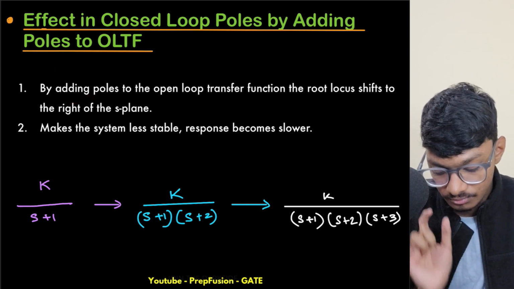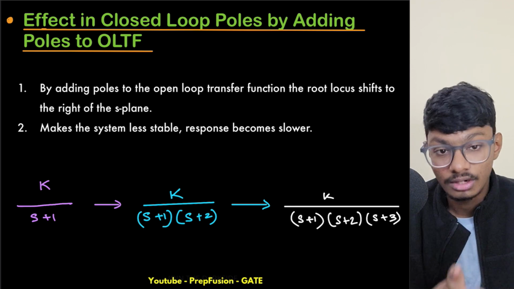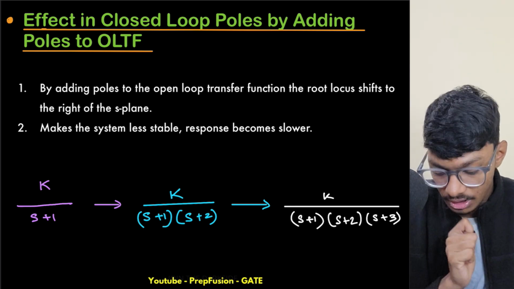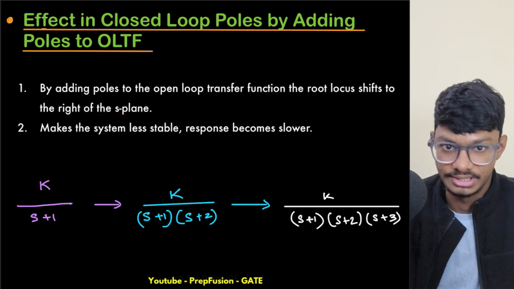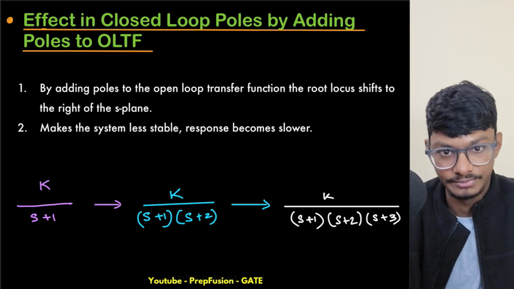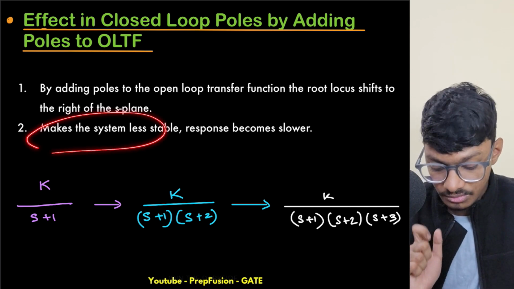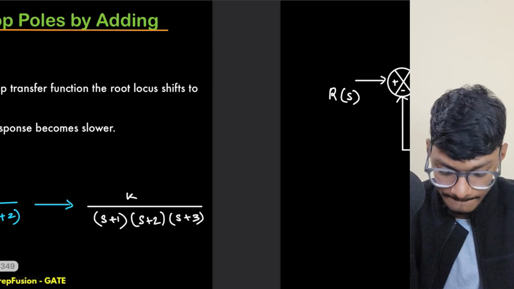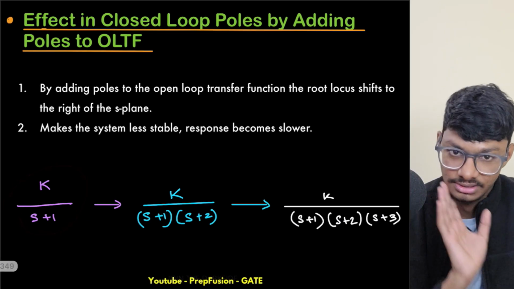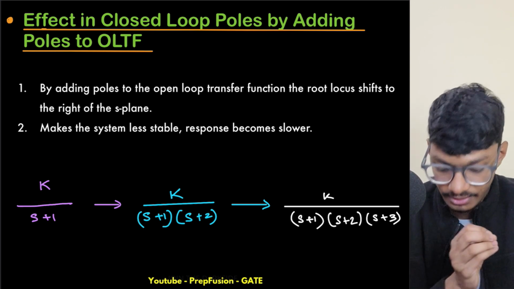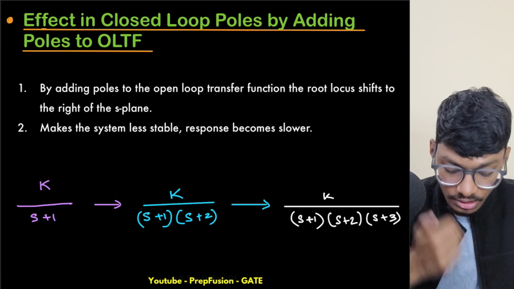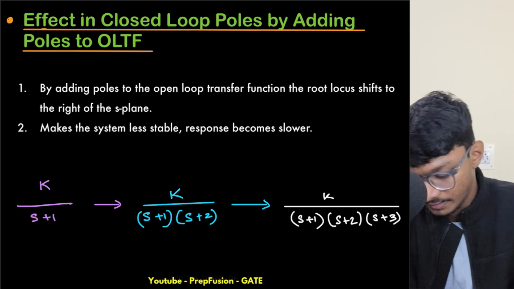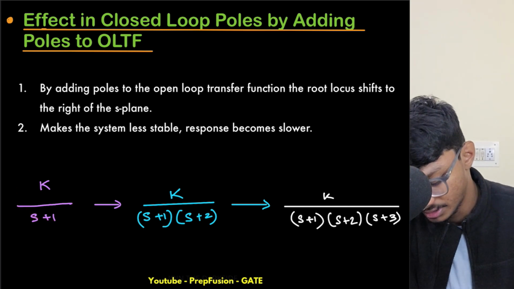By adding poles to the open loop transfer function, the root locus shifts to the right of the S-plane. We have already studied this, I won't go into much depth. It makes the system less stable and the response becomes slower. How will we understand? Initially I had, let's say, a system parameter K by s plus 1, a first order system. This is the OLTF, the initial OLTF I had.